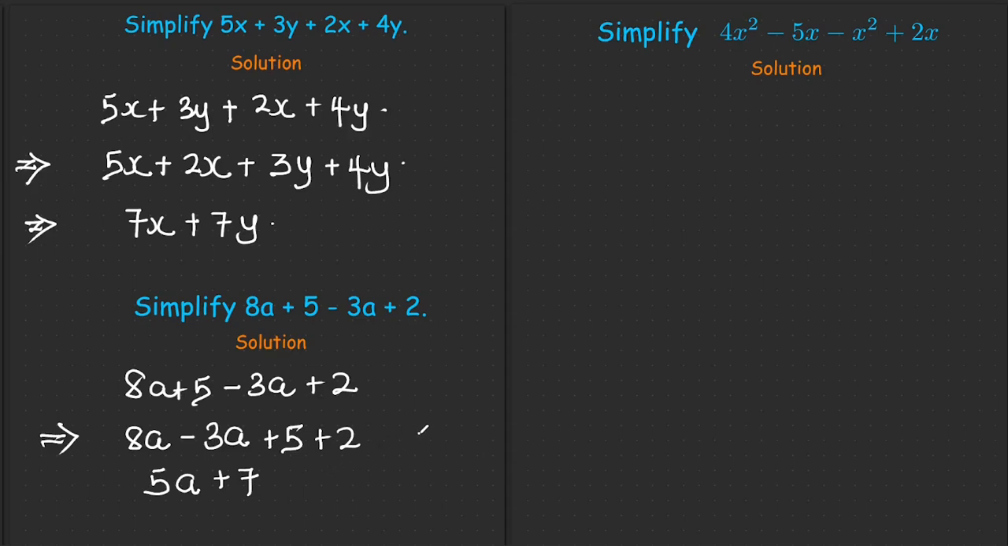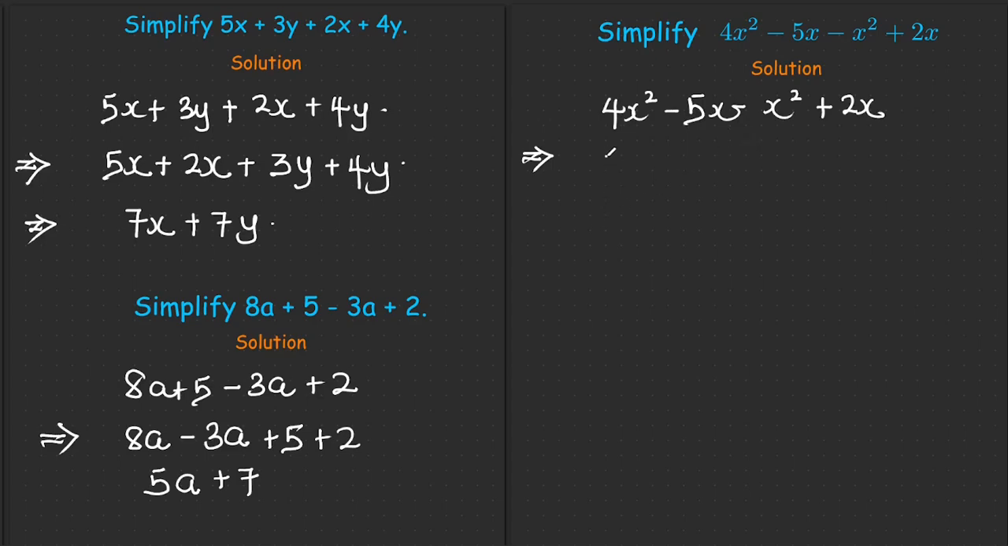Now for this last example, take note of what we are coming to do. So we have 4x squared, then minus 5x minus x squared, then plus 2x. Now we would have to identify the common terms or the like terms. For the variables we have here, we have that of the x squared and then that of the x. The x squared has 2 similar terms, and then the x's also have 2 similar terms.